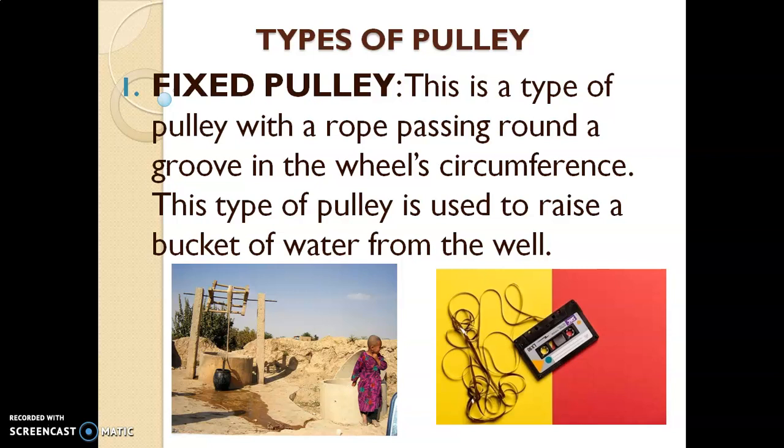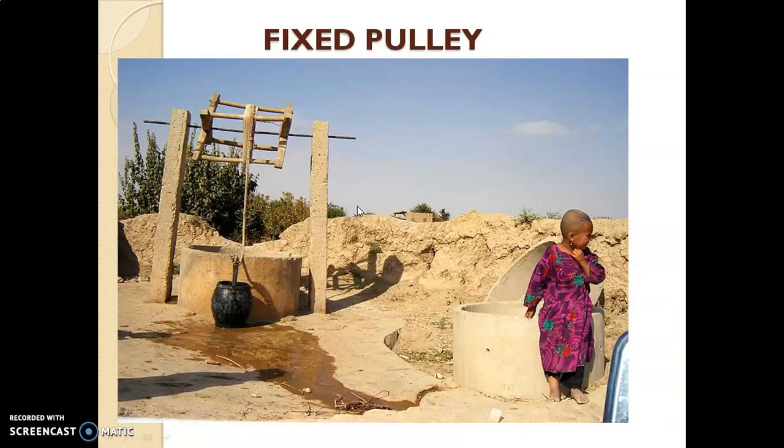A fixed pulley is a type of pulley with a rope passing round a groove in the wheel's circumference. This type of pulley is used to raise a bucket of water from the well. This type of pulley is used to set up a flag, for example, the Nigerian flag, or the flag of a school, or the flag of a bank.